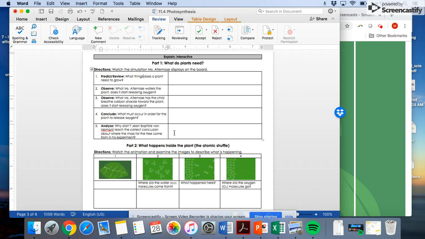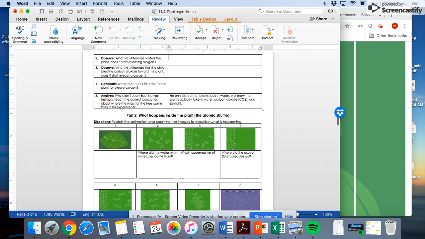Okay, so hopefully what you realize is that van Helmont was incorrect because he only stated that plants took in water. We know that plants actually take in water, carbon dioxide, which we just saw was abbreviated as CO2, and sunlight. And so all of those things are what contributed to the increase in mass of the plant.